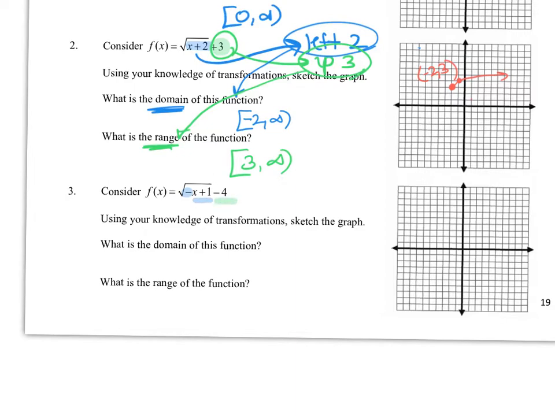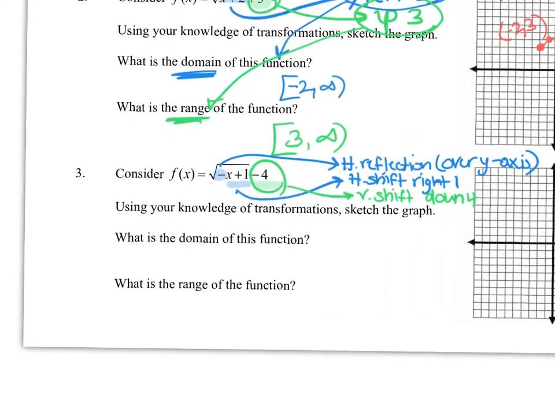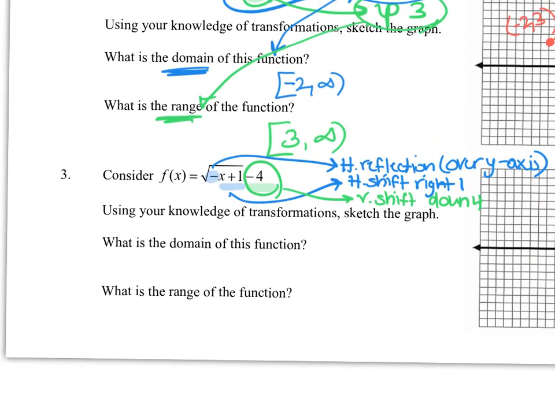Okay? So pause it. Okay, so your 3 transformations, starting with that negative inside, it's a horizontal reflection, so that means it's over our y-axis. It's changing your x values, not your y's. Your next one is a horizontal shift right 1, and then your last one is your vertical shift down 4. And you might be asking, why is it right 1? I wrote down left 1, and that's because of that negative in front.